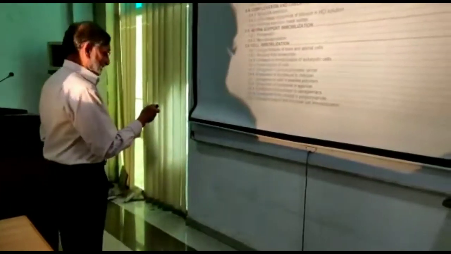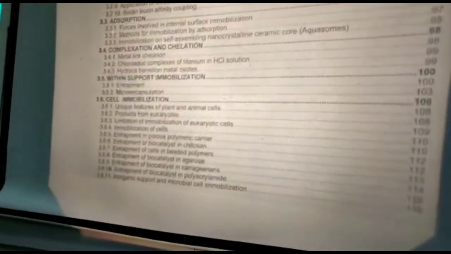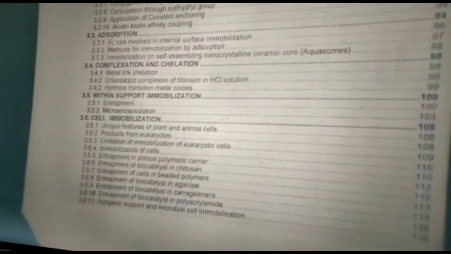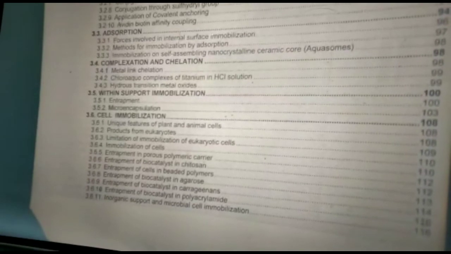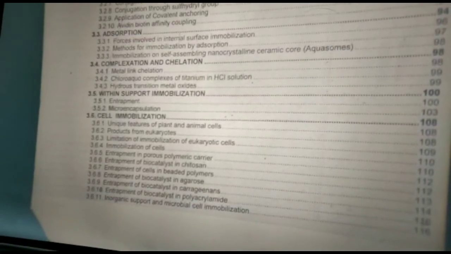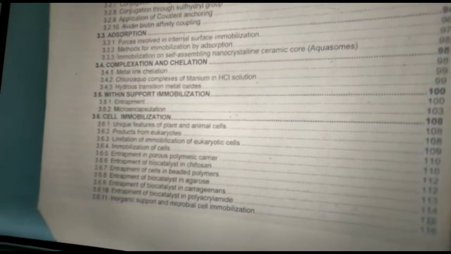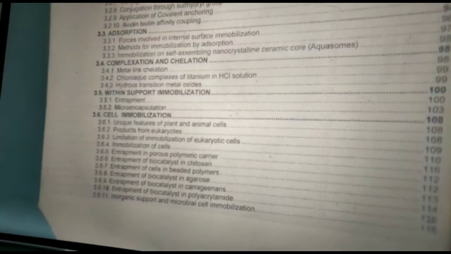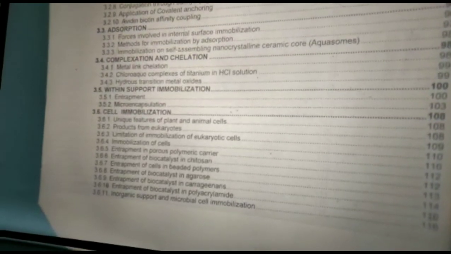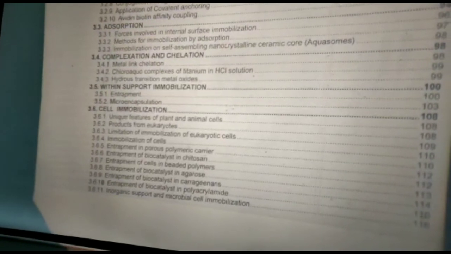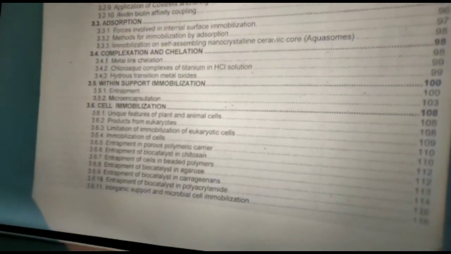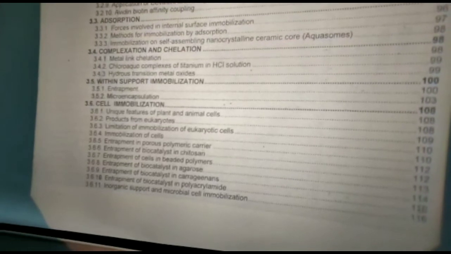Now under adsorption we can see forces involved in internal surface immobilization. Methods for immobilization by adsorption. Immobilization on self-assembling nanocrystalline ceramic core. Then this was about adsorption.